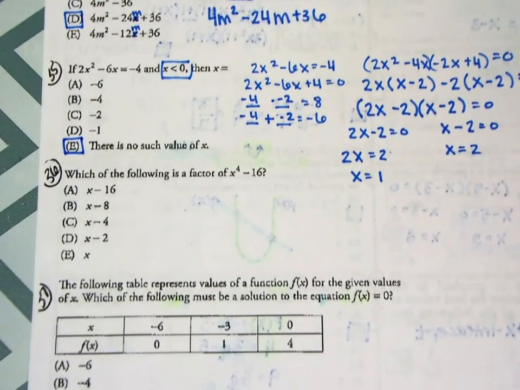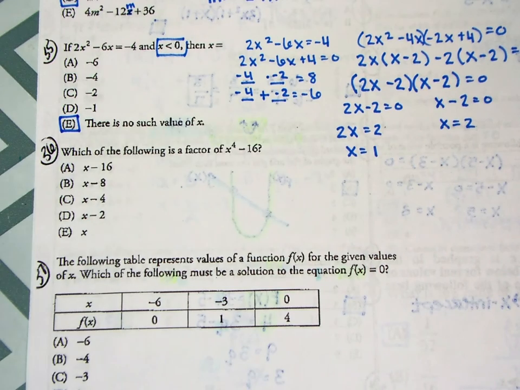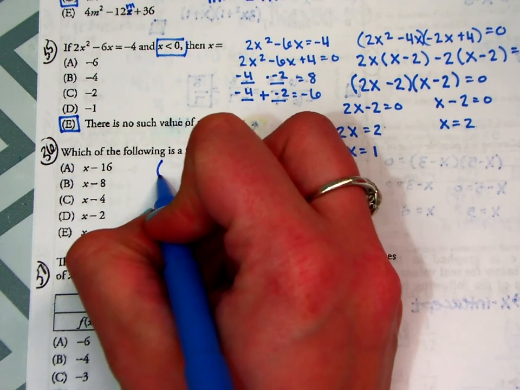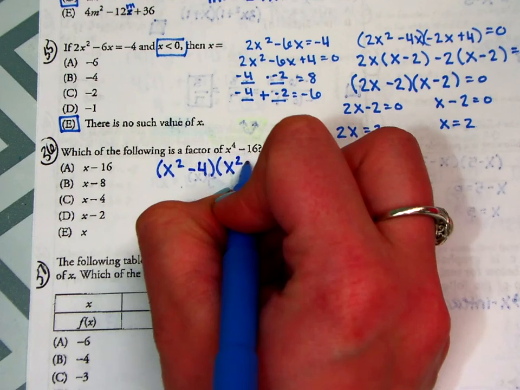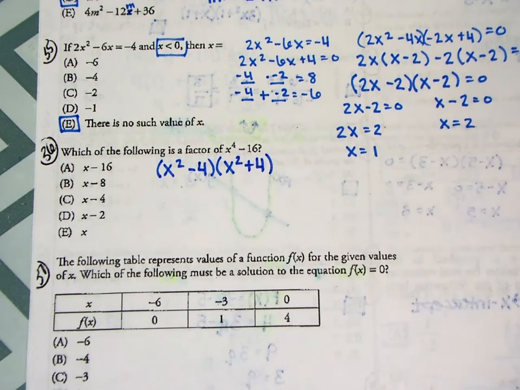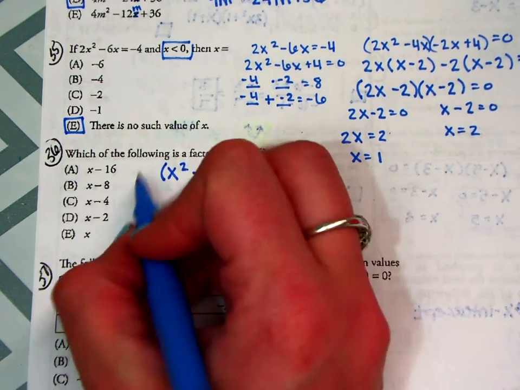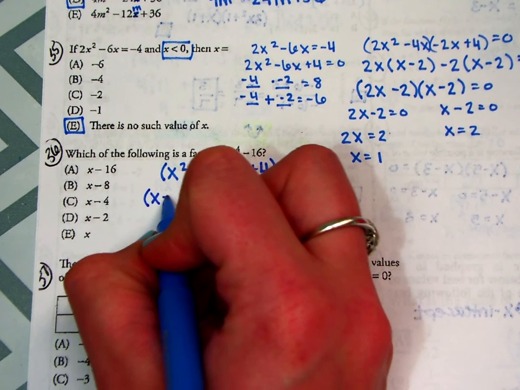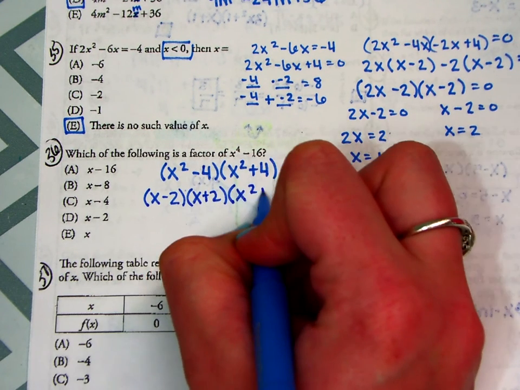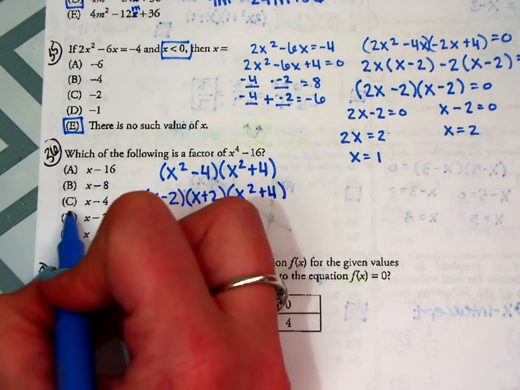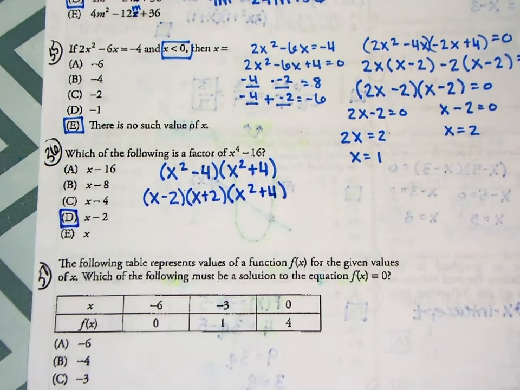Number 36, which of the following is a factor of x to the fourth minus 16? This is a difference of squares, so this becomes x squared minus 4 times x squared plus 4. That is not an answer choice. However, there is another difference of squares right here. This is x minus 2, and this is x plus 2, bringing down our x squared plus 4. So the factor that actually is in this problem is x minus 2. So you actually have two difference of squares in this problem.